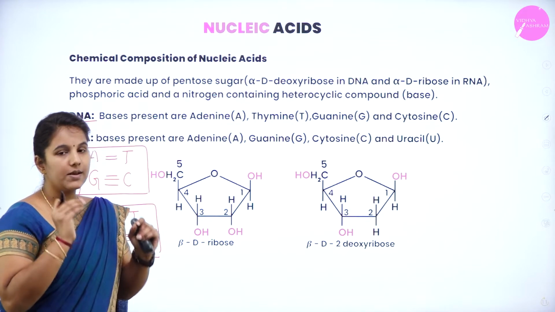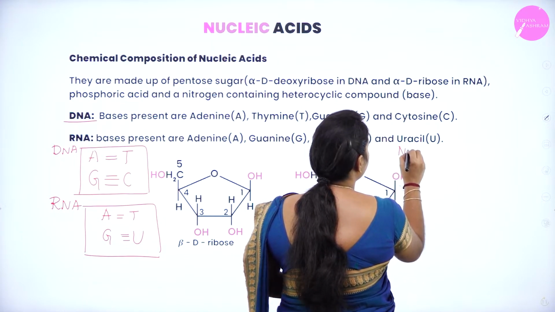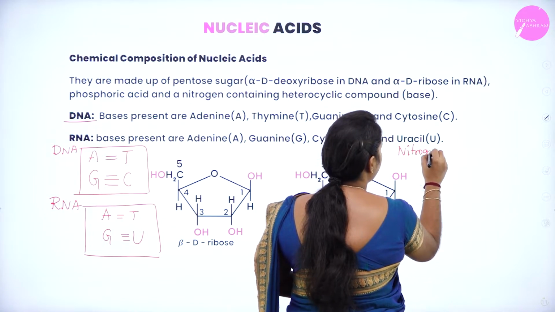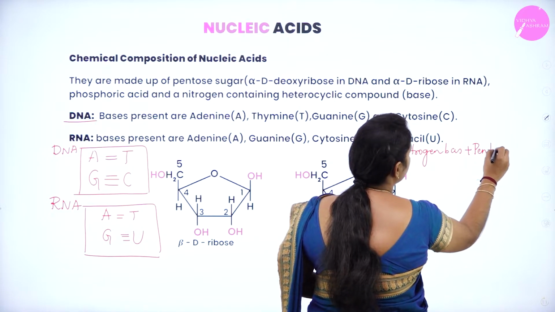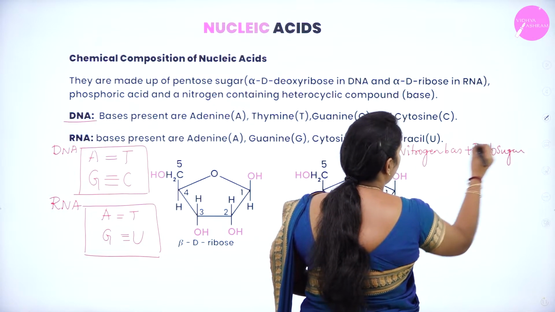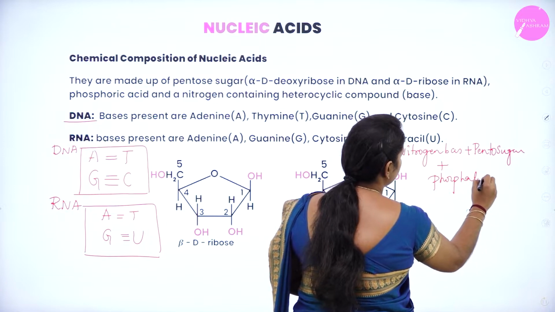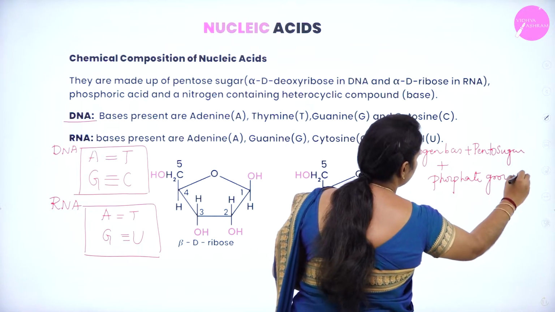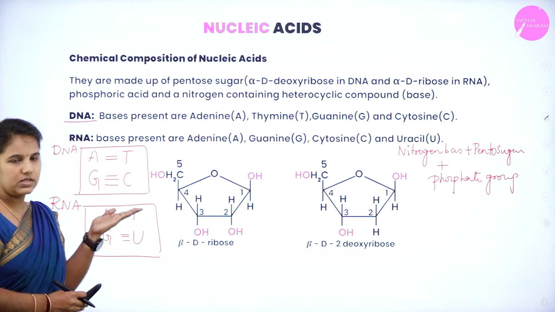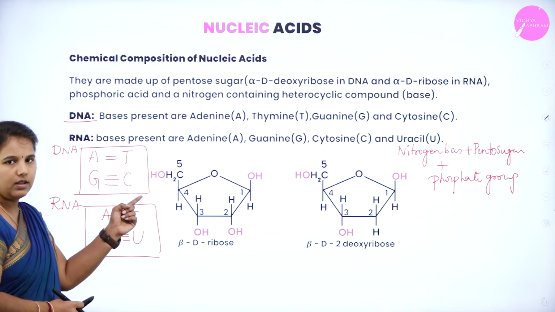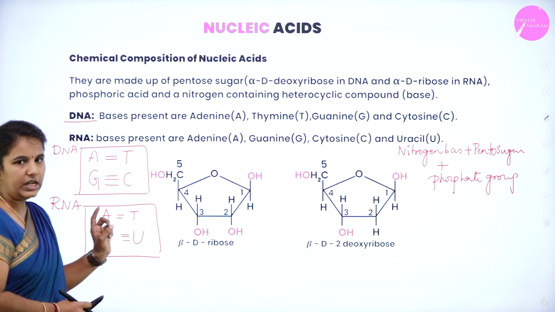So remember, what is the basic composition of nucleic acid? It always consists of nitrogen base plus pentose sugar plus phosphate group. And DNA consists of 4 bases, that is A, T, G, C. Whereas in the RNA, the sequence will go like this: A, U, G, C.